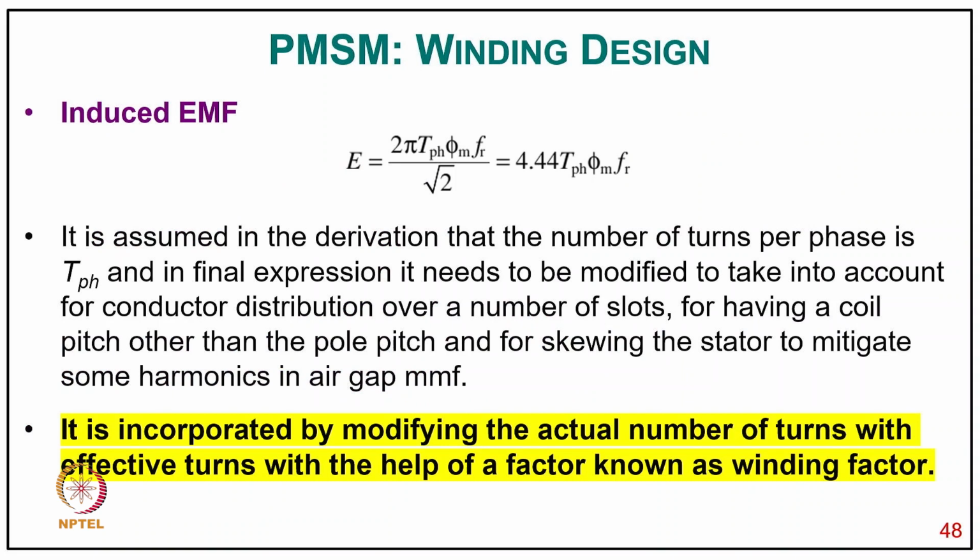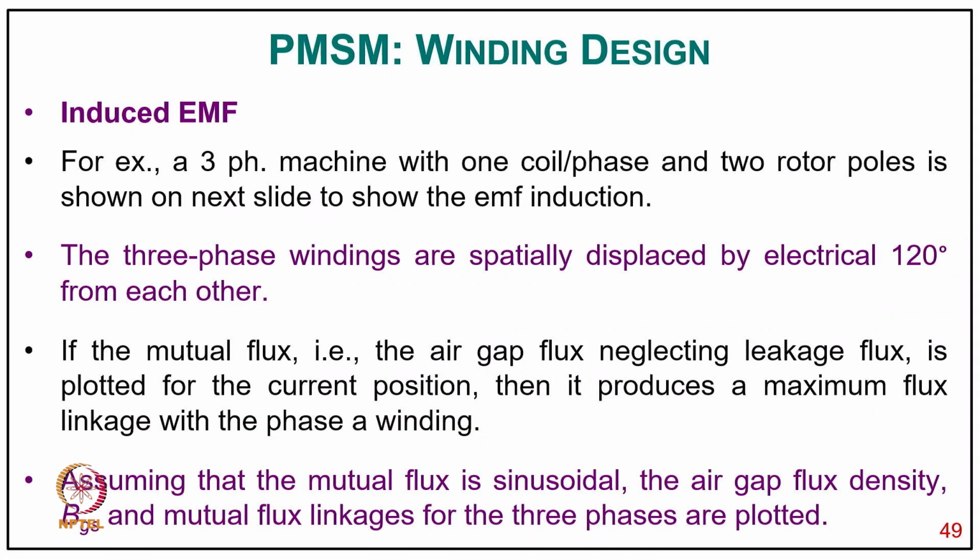Now coming to the induced EMF, equal to pi times TPH phi m FR divided by root 2, equal to 4.44 TPH phi m times FR. It is assumed in the derivation that the number of turns per phase is TPH, and in the final expression it needs to be modified to account for conductor distribution over the number of slots, for a coil pitch other than the pole pitch, and for skewing the stator to mitigate some harmonics in the air gap MMF. So it is incorporated to modify the actual number of turns to the effective turns with the help of a factor known as the winding factor.